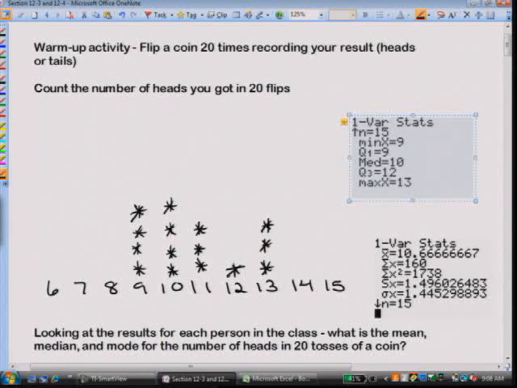So there's our information. This number right here is your mean. We're going to learn pretty soon that this number right here, S sub x, is your standard deviation. We'll look at that in a second. And then we have, of course, the median and such.